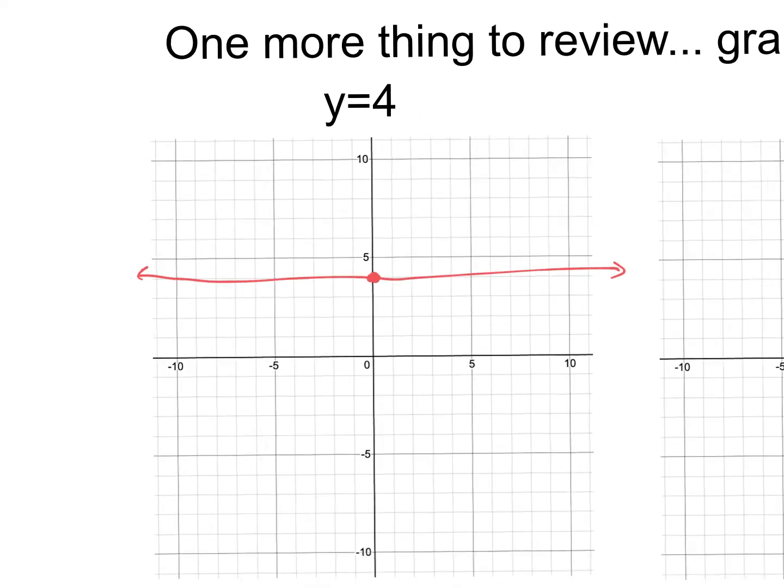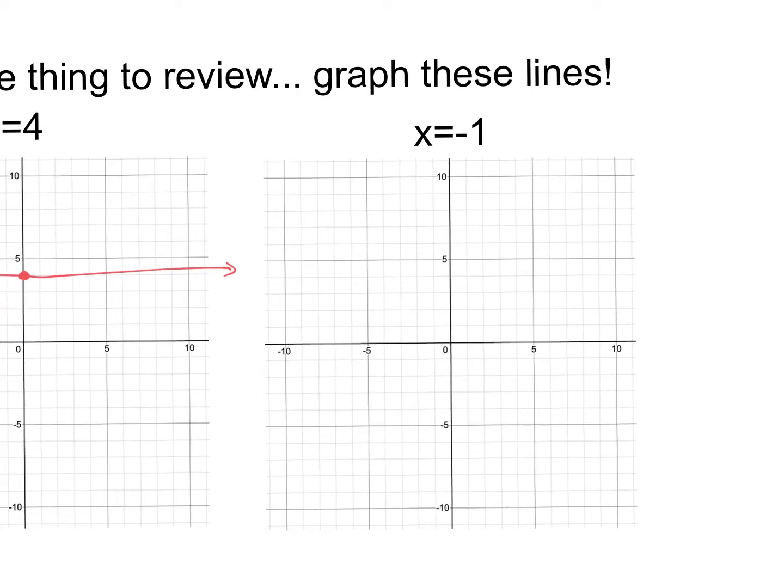And then conversely here, x is equal to some value, so there's no slope, an undefined slope rather. That's a vertical line through that point. x is equal to -1. So I'm going to go left 1 and draw a vertical line through that point.